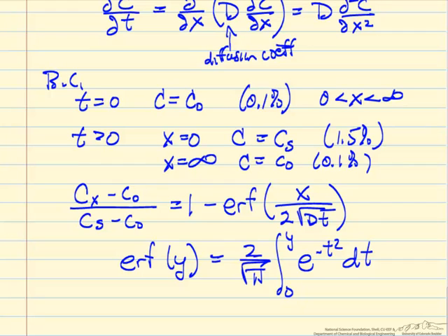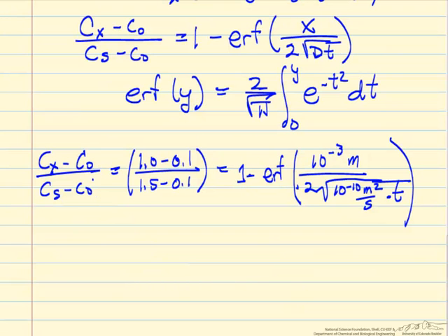We want to use that to determine for our problem how long it takes to get a concentration of 1%, 1 millimeter into this alloy. So here I've substituted in the values. We want the concentration at x, namely at 1 millimeter, equal to 1%. The initial concentration is 0.1, and the surface concentration, which is constant, is 1.5. In the error function, 1 millimeter is 10 to the minus 3 meters, so we want the units to be consistent, and here is the diffusivity.